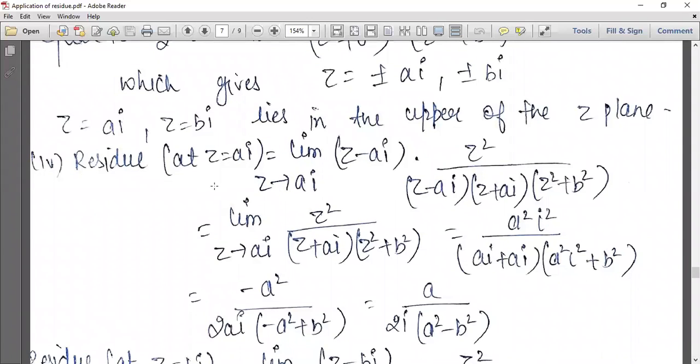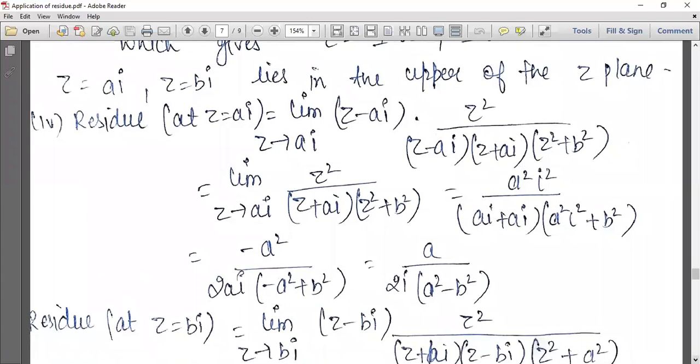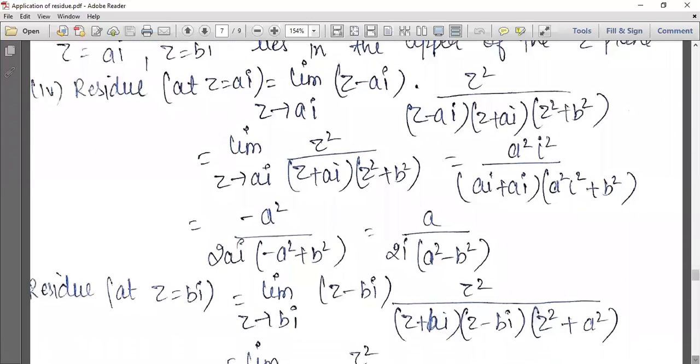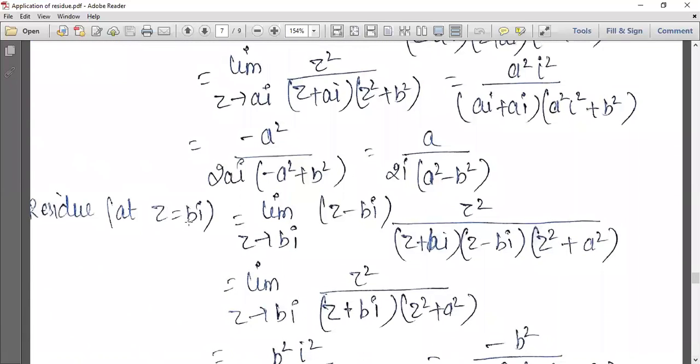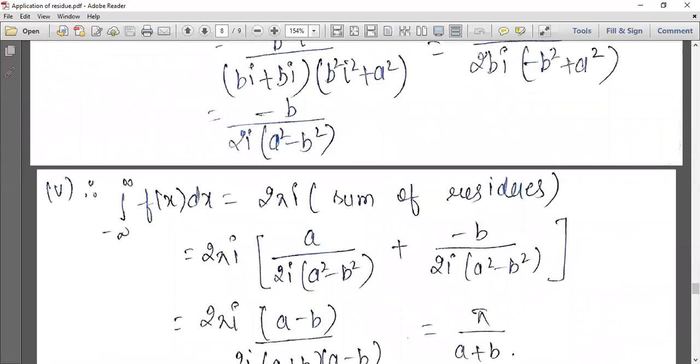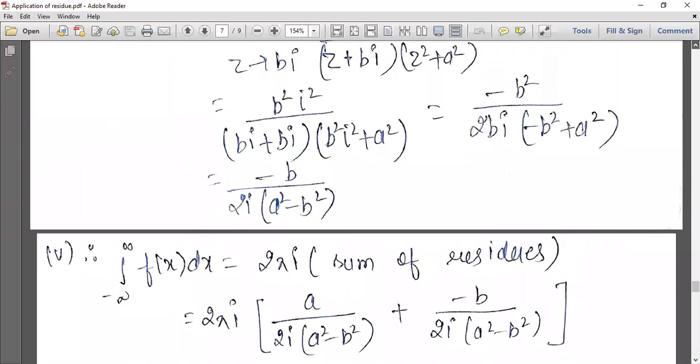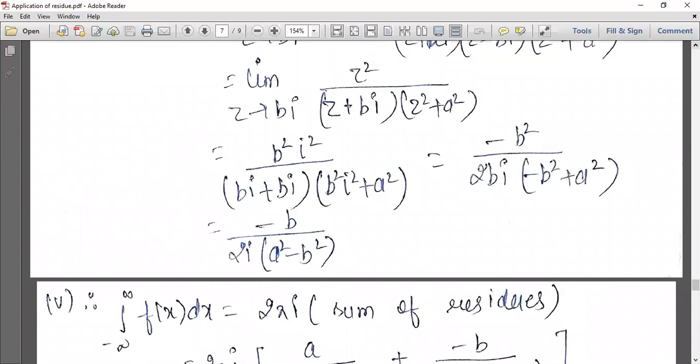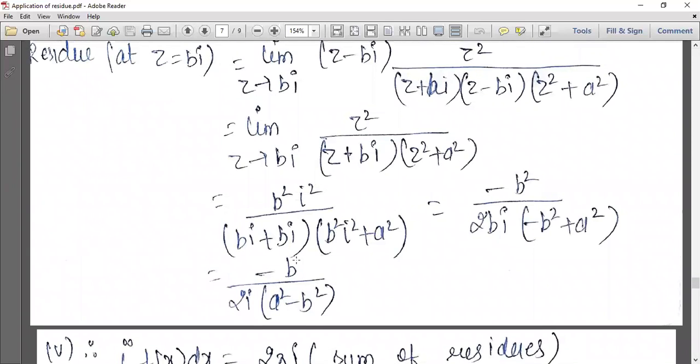So at z equal to a i, this will be the limit as z approaches a i of (z minus a i) into z square, divided by (z minus a i)(z plus a i)(z square plus b square). So just cancel z minus a i and replace z with a i. And use the fact that i square is minus 1, my residue will be a divided by 2i(a square minus b square). Similarly, I will calculate my residue at z equal to b i. I have shown all the calculations here, so please try to do these calculations on your own, then you can cross verify from here. So this will be minus b divided by 2i into (a square minus b square).